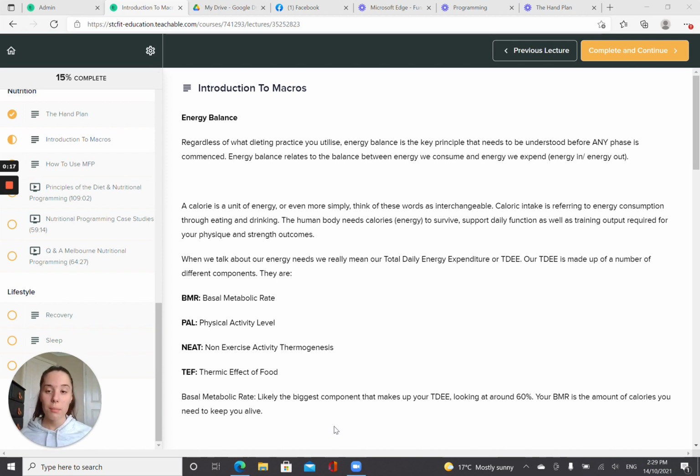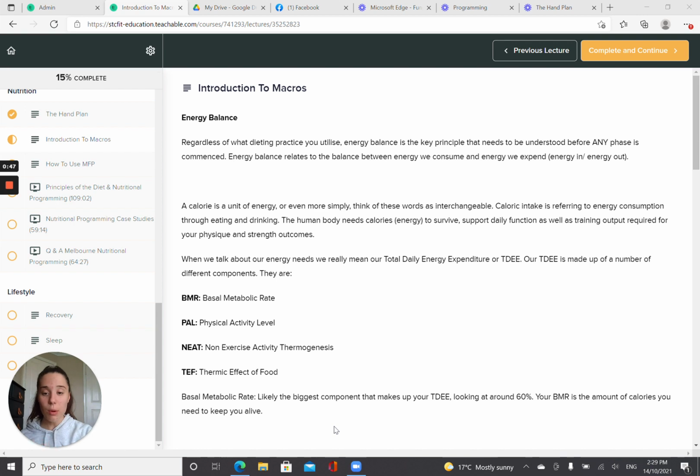Now, the first thing that we need to understand when we think about calories, when we think about macros, is the concept of energy balance. Regardless of what dieting practice we're actually using, energy balance is the key principle that we cannot get past, that we need to understand before any phase is commenced. What energy balance refers to is the balance between the energy that we consume and the energy that we expend. So the energy coming in versus the energy that's going out.